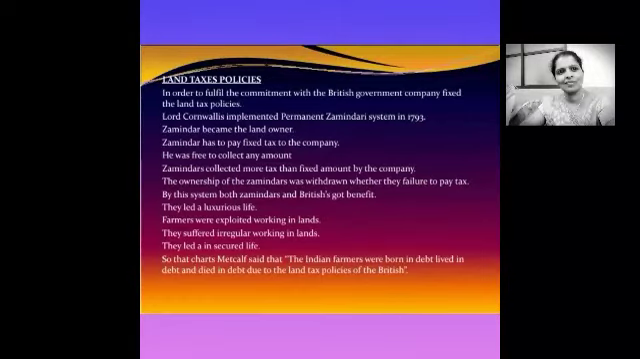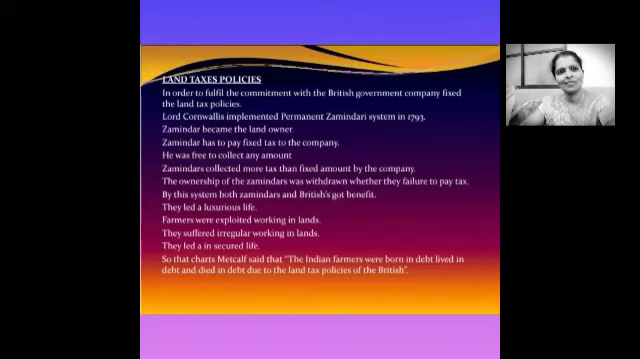Zamindars collected more tax than the fixed amount by the company. The ownership of the zamindars was withdrawn if they failed to pay tax. By this system, both zamindars and Britishers got benefit. They led a luxurious life. Farmers working in lands were exploited.